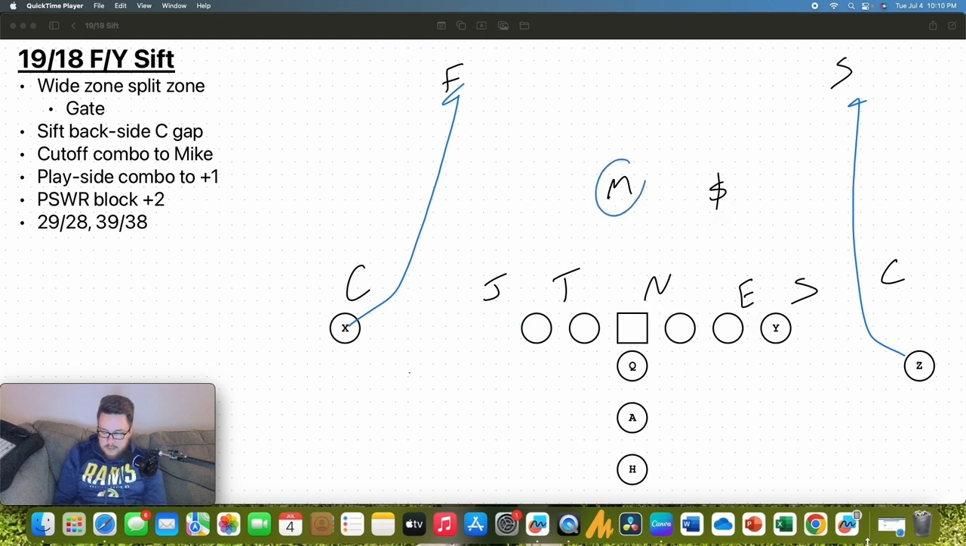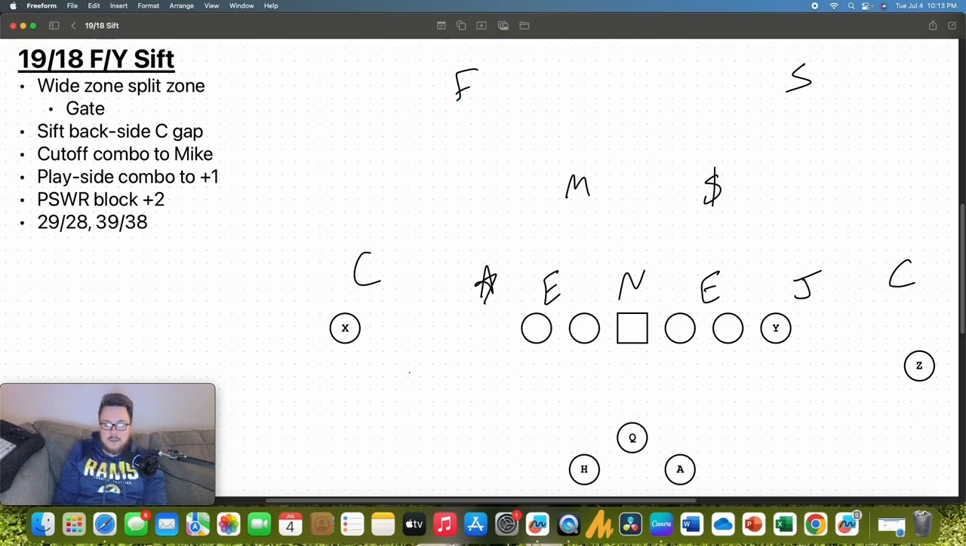18 F sift, we have our mic. We have a solo on the front side. Have a double on the end to the plus one. Center's got the nose. B combo backside, sifting the backside C gap.